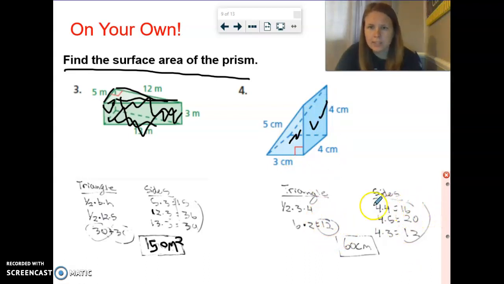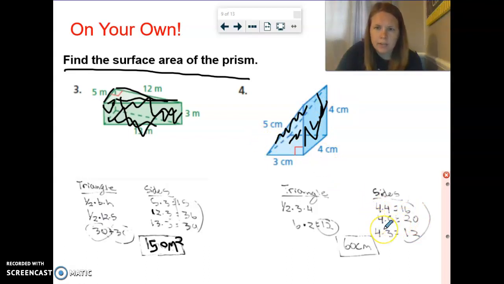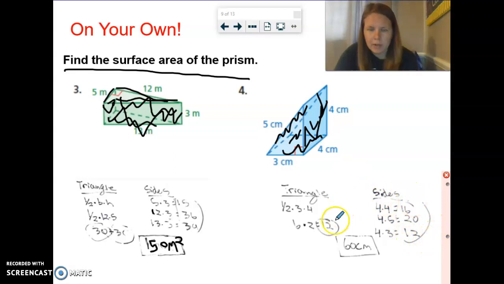My other sides then: I have 4 times 4 because this square right here is 4 times 4 because it is a square. 4 times 5, which is this one that's kind of slanted here. And then this 4 times 3, which is this bottom one. Okay. Find all those answers, add them up together, and I get an answer of 60 centimeters. Make sure to add those units squared.